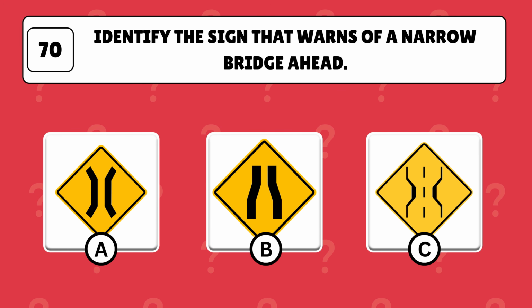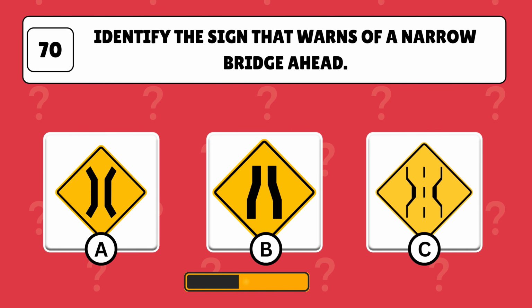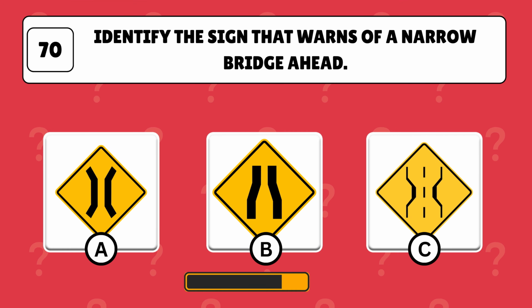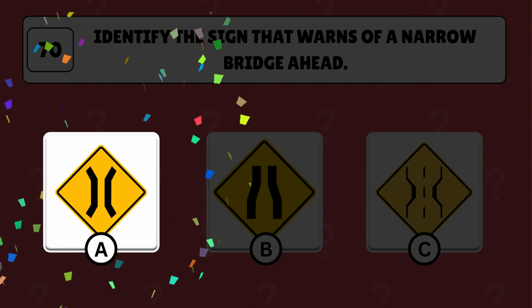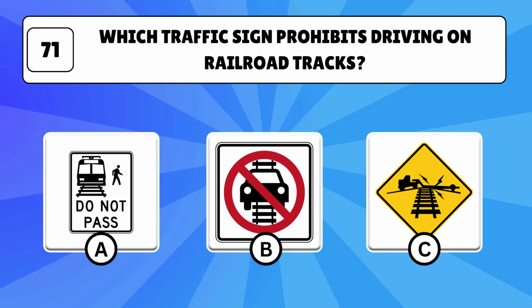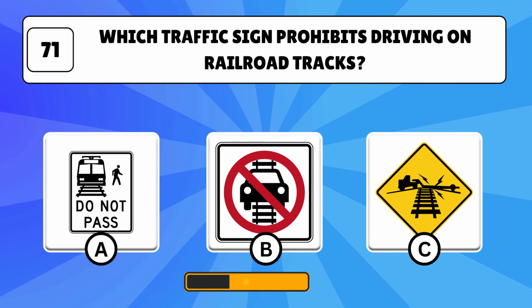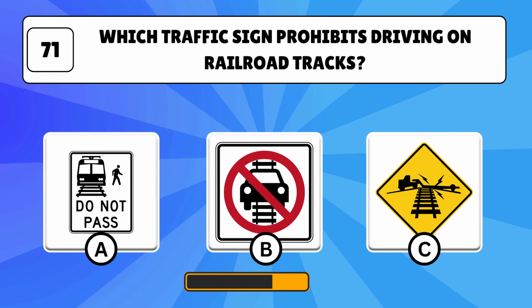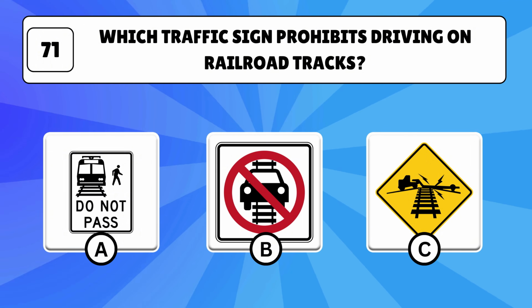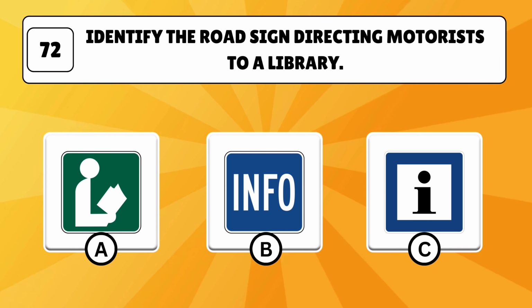Identify the sign that warns of a narrow bridge ahead. Which traffic sign prohibits driving on railroad tracks? Identify the road sign directing motorists to a library.